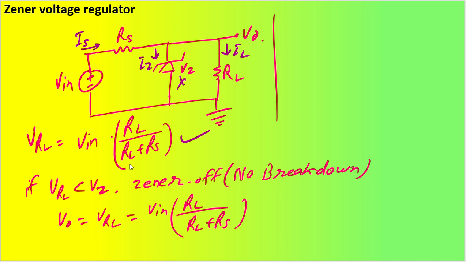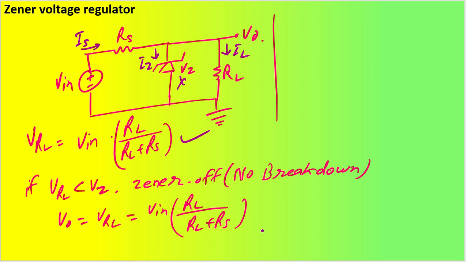Now, what will happen in different cases? So let us say this guy will try to clamp this voltage only when this voltage is more than Vz, right? So if my VRL is less than Vz, then this will not come into the picture. This will be off. That's the reason I have written Zener is off. That is, no breakdown happens. So Zener works in breakdown, right? So it is not in breakdown. It means my output will be just based on the voltage division principle, and that is going to be my V out equal to VRL, which is going to be V in times RL by RL plus RS, right?